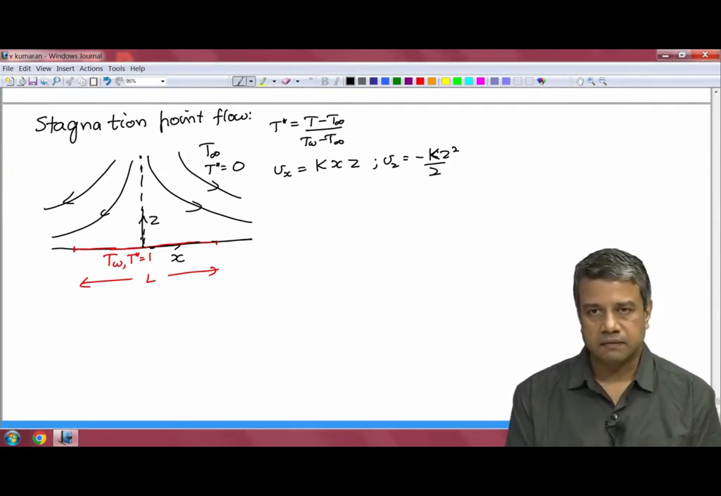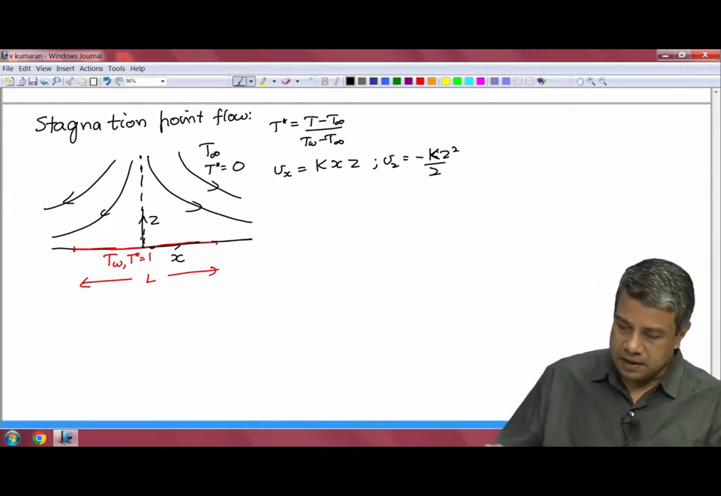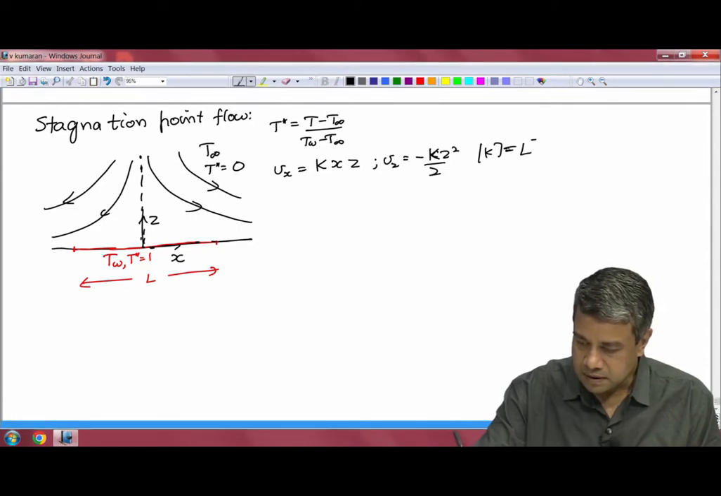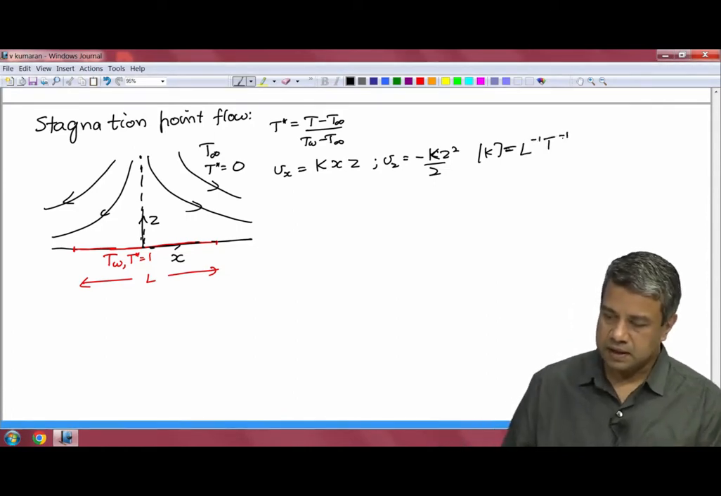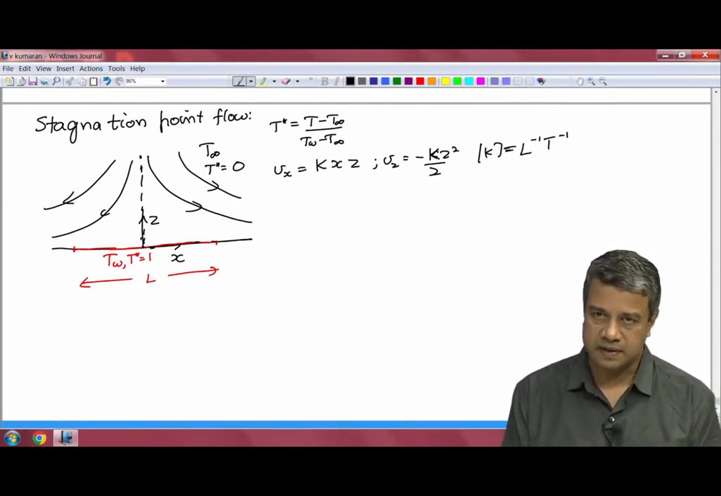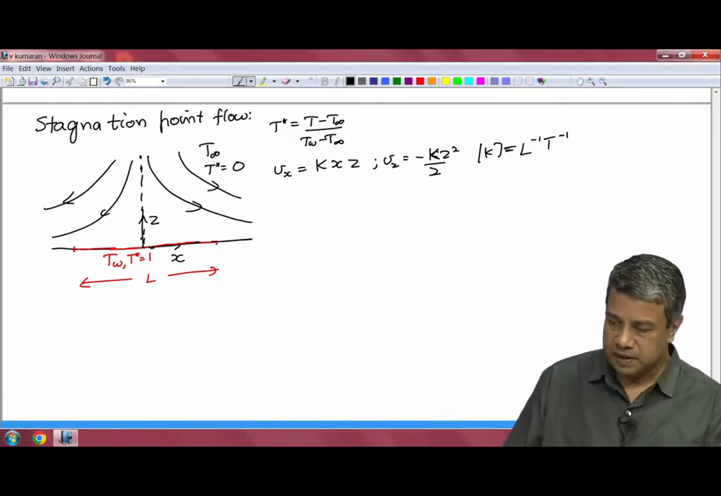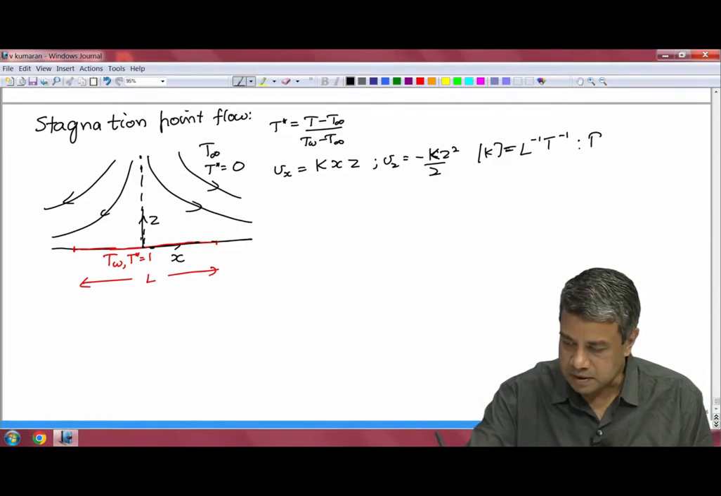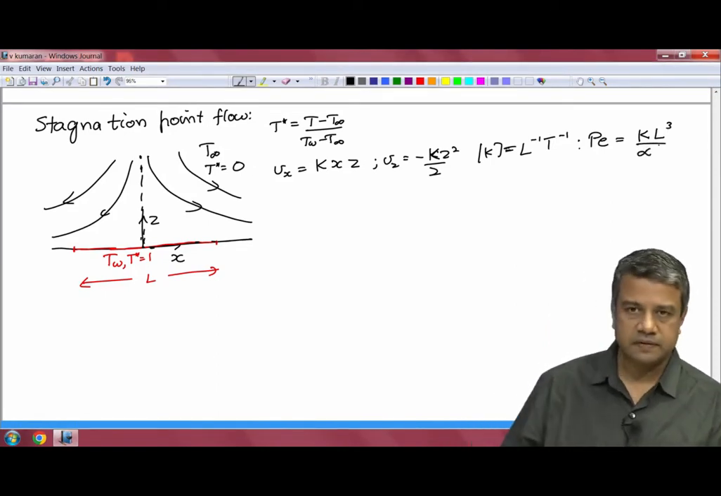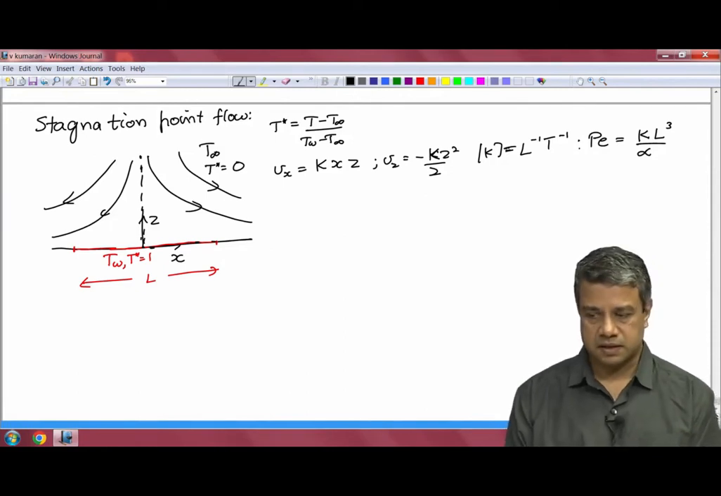These are the velocities that are specified, where k has dimension of L inverse T inverse, so that k times the length square has the same dimension as velocity. In the previous example, we had the strain rate which had dimension of T inverse. So, you would expect the Peclet number in this case to be Pe is equal to k L cubed by alpha, where alpha is the thermal diffusivity, just on the basis of dimensional analysis.